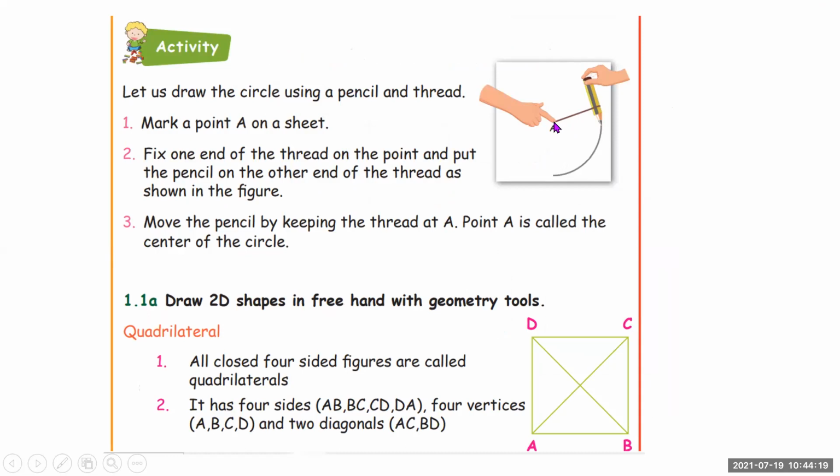What you do is you take a length of thread, 3 centimeters or 5 centimeters or 2 centimeters, whatever the length is okay. One end you just tie at the pencil tip here. Then you keep the other end under your finger firmly. Now you rotate this pencil around, you will get a circle. Similarly, we can draw square, triangle, all those kinds of shapes.